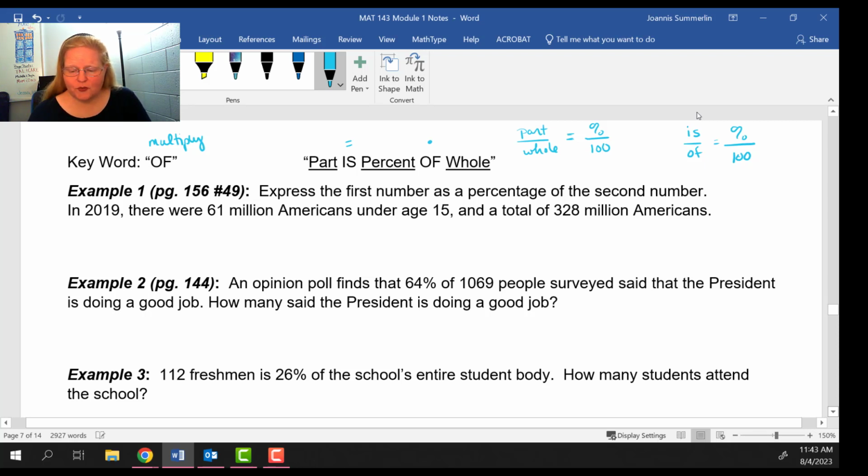Express the first number as a percentage of the second number. Okay, so since the first number is a percentage of the second number, let's go ahead and multiply and make a percentage out of it. Alright, so the first number is the 60 million. That's our part. They want it as a percentage of the second number, which is the 328 million. That's our whole.